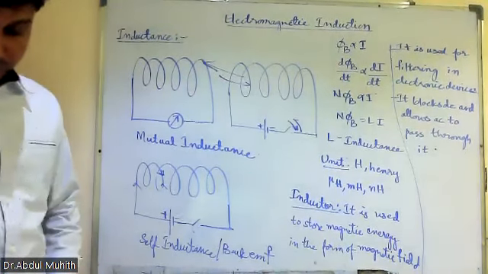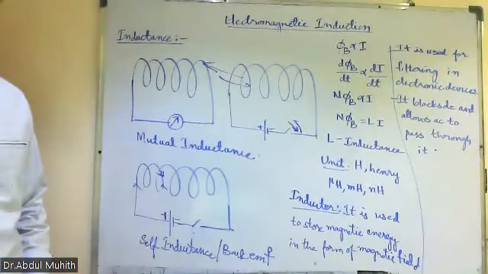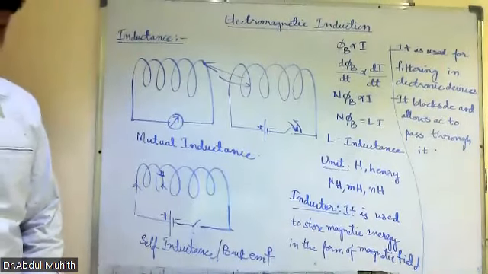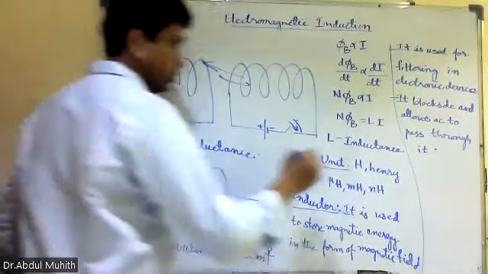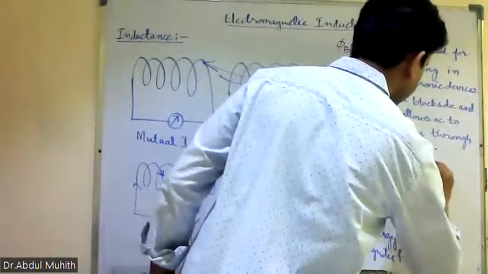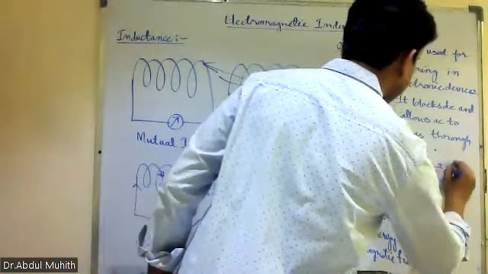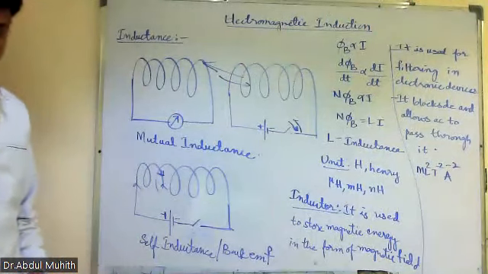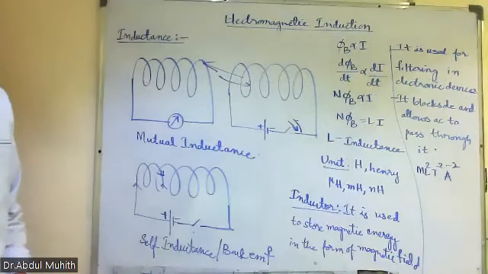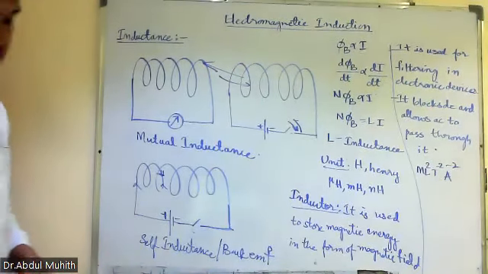So this was about inductance. The dimensional formula of this is M L squared T to the power of minus 2 A to the power of minus 2, and it is a scalar quantity.